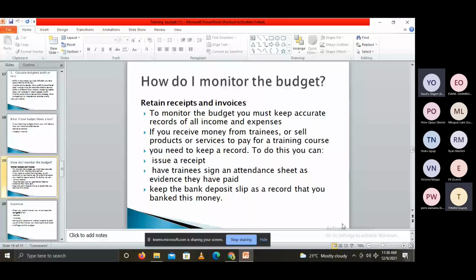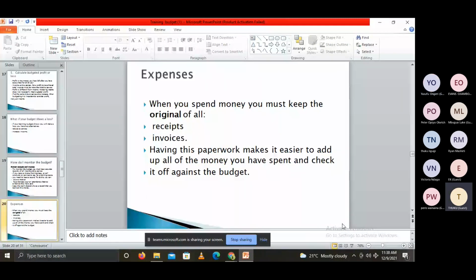And of course, the same with expenses. When you spend money, you must keep the original of all receipts and invoices. Having this paperwork makes it easier to add up all the money you have spent and check it off against the budget.